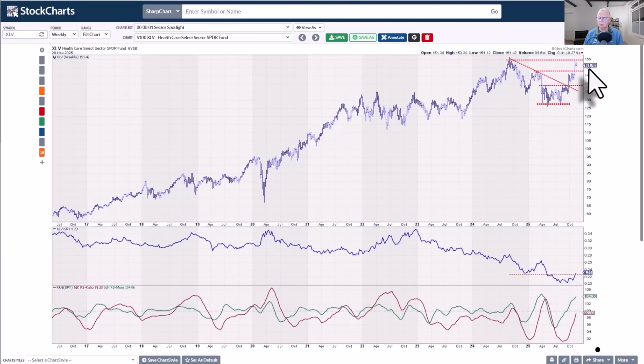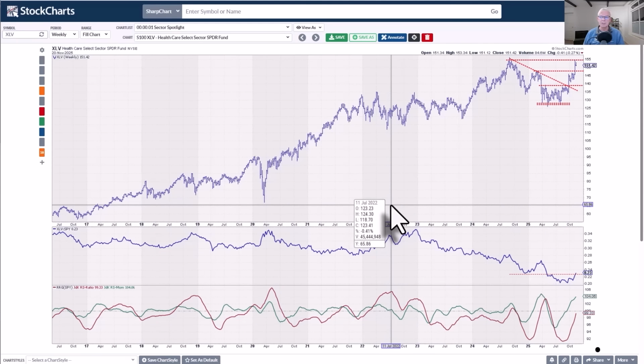We're currently at 151.5. And you can see the effect of that on the raw relative strength line. That's bottoming out and starting to improve. And the RRG lines are doing the same. So healthcare is really becoming a very good sector at a very rapid pace.